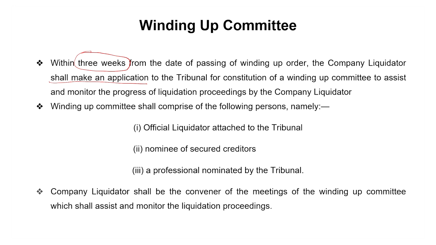And who acts as members in this committee? The official liquidator attached to the tribunal, a nominee of the secured creditors, and a professional nominated by the tribunal. So, representation of creditors is also there, and an expert person is also here to monitor the working of the liquidator. The company liquidator acts as the convener or the chairman of the committee, and the rest of the members supervise the functioning and may suggest some remedial measures to make this winding up process more effective.